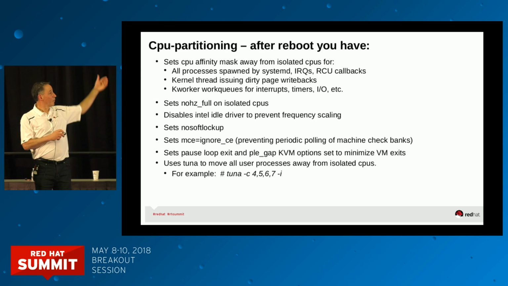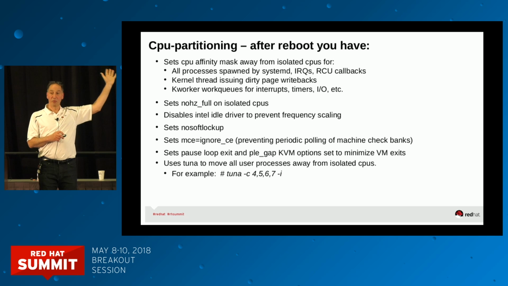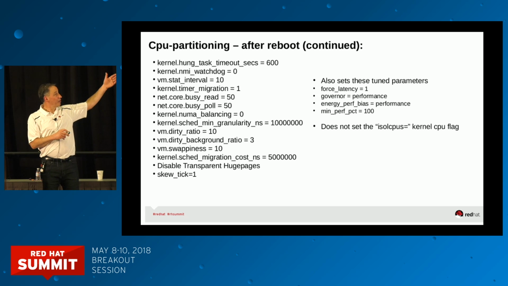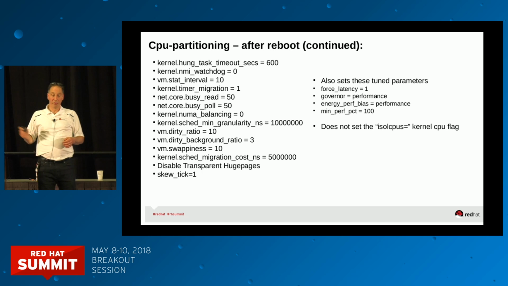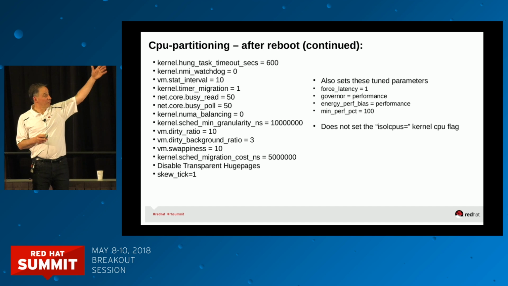When you reboot, I'll quickly go through the set of steps that are done. All the CPU affinity mask for all the user processes and all the kernel processes that can be moved are moved off those CPUs. You can read the steps here. A whole lot of things needed to quiet down those CPUs. And many of the things that were mentioned before in other TuneD profiles are also set. The governors are set for power, for performance, and all these tunables.